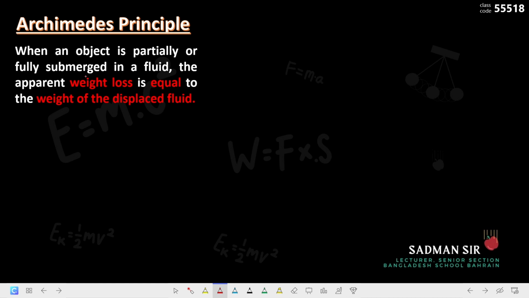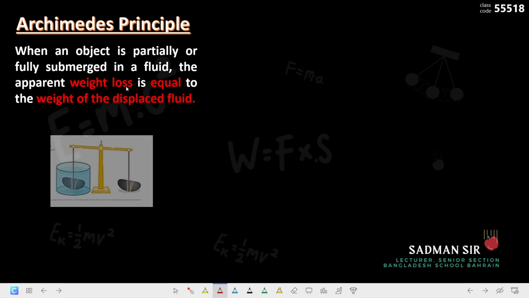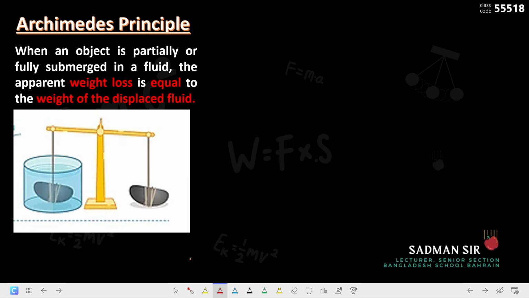So we understand what we mean by submerging an object in fluid. We already saw the case of buoyancy. Now what do we mean by weight loss? Whenever we keep an object in, let us say, water, it feels a little bit lighter, right? If I show you this picture, it will be a little bit clearer. You can see that there are two pieces of stone, both the same size and same mass. So it should have been balanced, right?